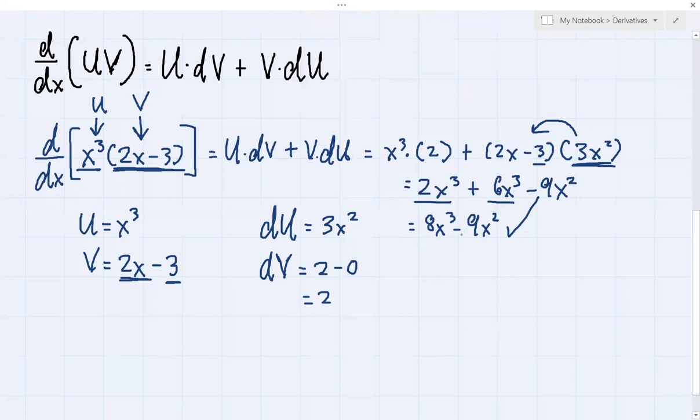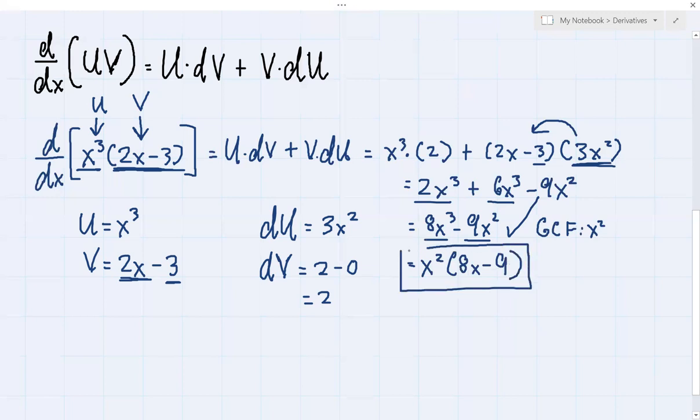So, ito, if you're going to recall, if you're going to observe, 8x cubed at saka si negative 9x squared are both divisible by x squared. At yan yung greatest common factor nilang dalawa, which is si x squared. Therefore, we can factor out x squared dito. So, magiging x squared times quantity 8x minus 9. So, yan na yung magiging final sagot. That's it. Okay, that's your final answer.